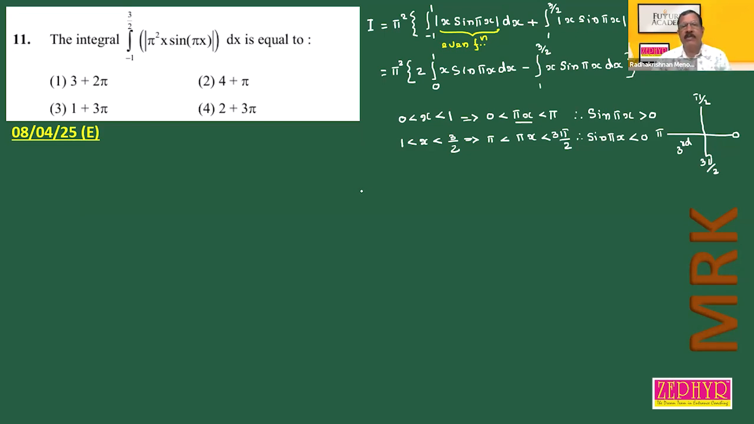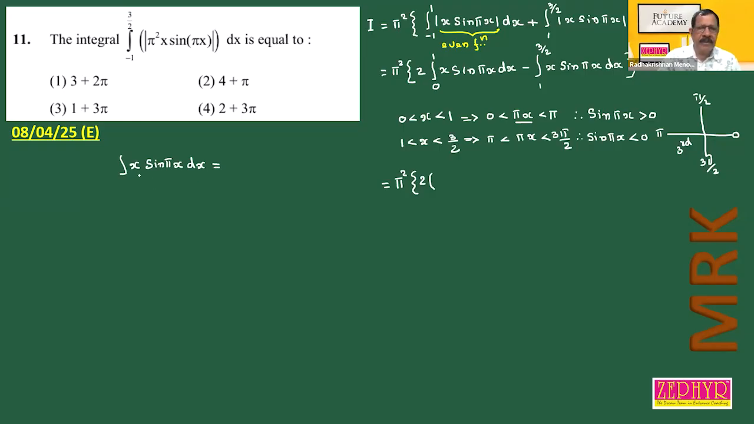There is a shortcut you must be knowing. I will tell you how to integrate it. Pi square, 2 into. Look, the method is, first you write, we are integrating x into sin pi x dx. I am giving you the shortcut.